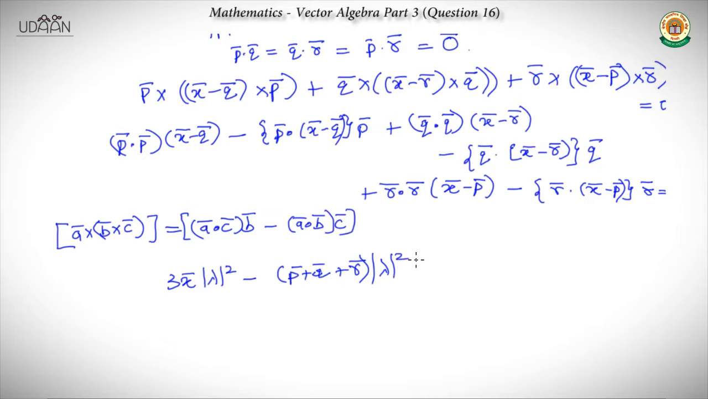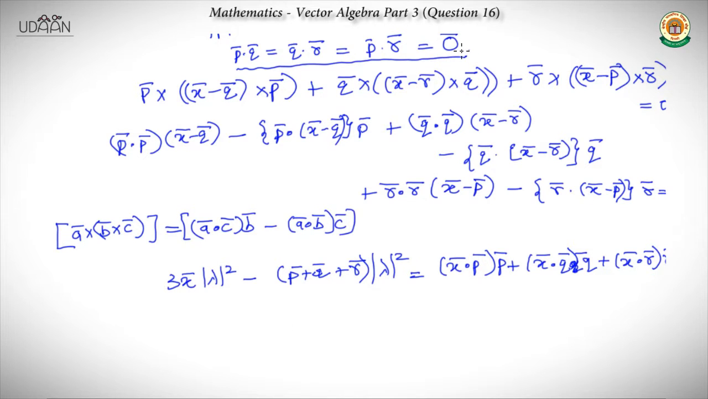mod lambda square, which is turning out to be x bar dot p bar times p bar plus x bar dot q bar times q bar plus x bar dot r bar times r bar. Here I have used two things. One is that the mod is lambda, and one more thing, that they are mutually perpendicular. So wherever it comes, all dot products between p, q, and r are 0.